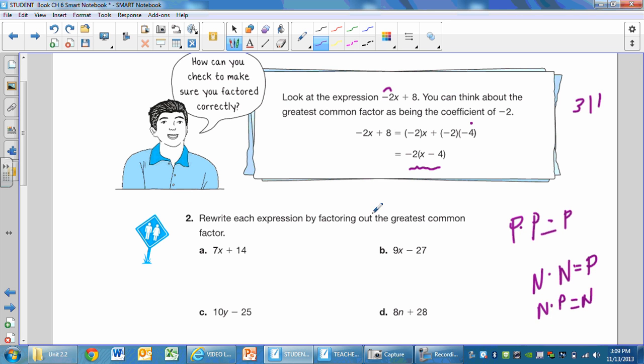So let's rewrite and practice this, factoring out the GCF. What's the biggest number that goes into 7 and 14? It would be 7. 7 times x is 7x. 7 times what is 14? 2. And that would be letter A.